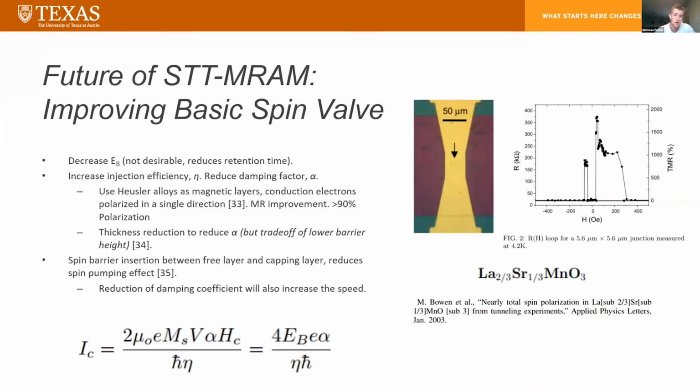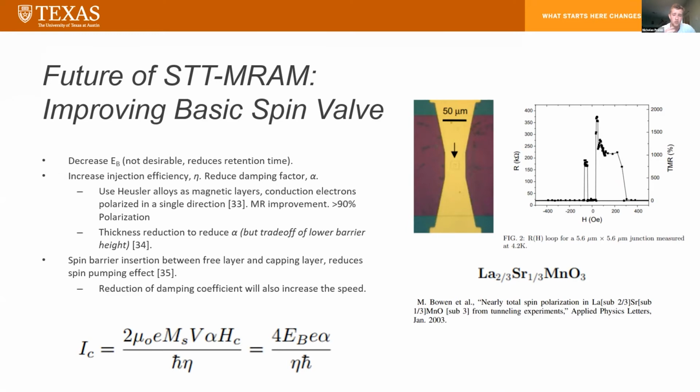Some other things that can be done are general improvements to the intrinsic spin valve structure. As we had a talk a little bit earlier on Heusler alloys, these have very high eta parameters, and as a result, it leads to high TMR ratios. This is because of very large conduction electron polarization.